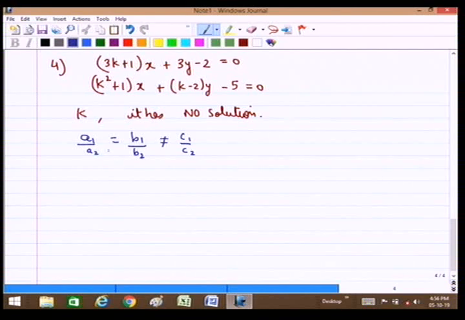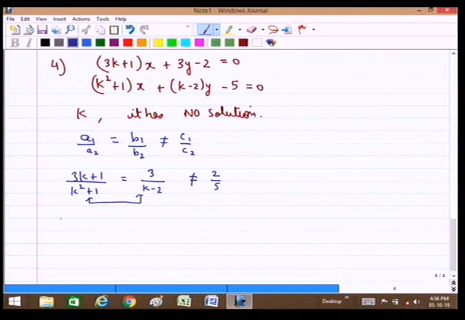See, now A1 over A2 is 3k plus 1 over k square plus 1, that is equal to B1 over B2, and that should not be equal to 2 over 5. So we can equate these two to solve for k. Just start with this one, the cross multiplication.